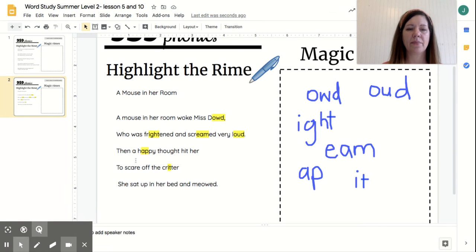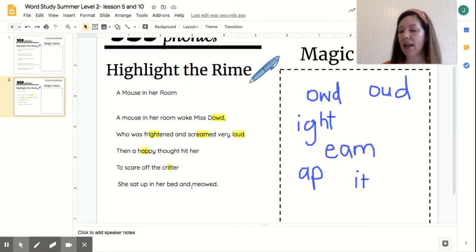Let's reread that line. To scare off the critter, she sat up in her bed and meowed. Okay, so let's read this whole poem. You can read it in your head or out loud, whatever is comfortable for you right now.